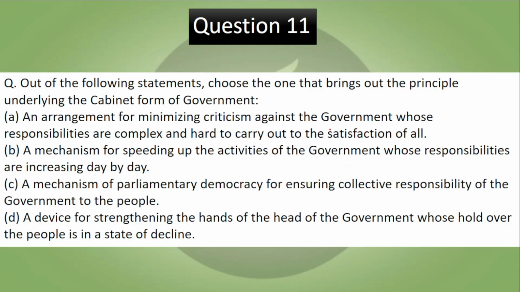Question 11. Out of the following statements, choose the one that brings out the principle underlying the cabinet form of government. A. An arrangement of minimizing criticism against the government whose responsibilities are complex and hard to carry out to satisfaction of all. B. A mechanism of speeding up the activities of government whose responsibilities are increasing day by day. C. A mechanism of parliamentary democracy for ensuring collective responsibility of government to the people. D. A device for strengthening the hands of the head of the government whose hold over the people is in a state of decline. Pause the video, try to answer. Now let's see the answer.